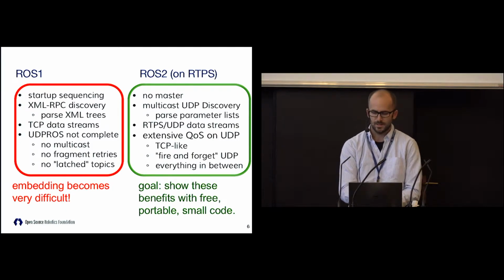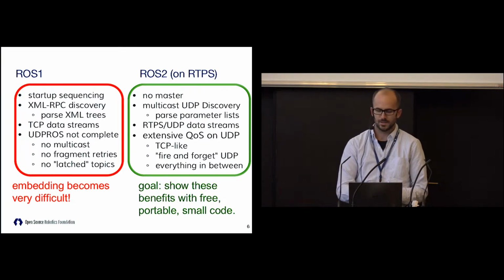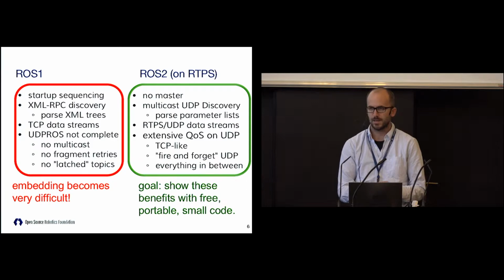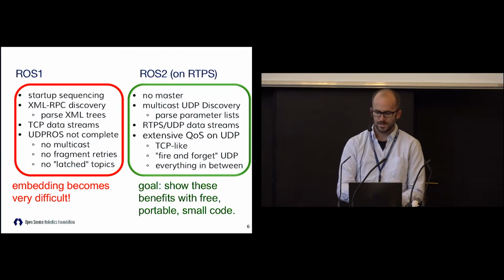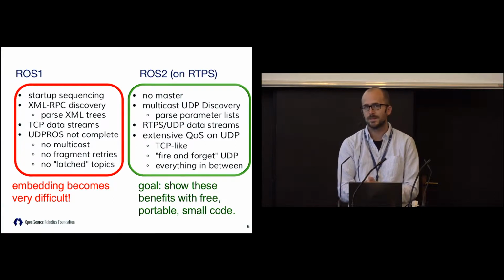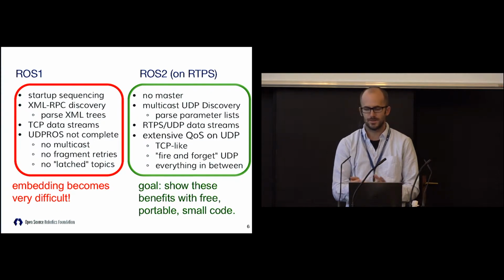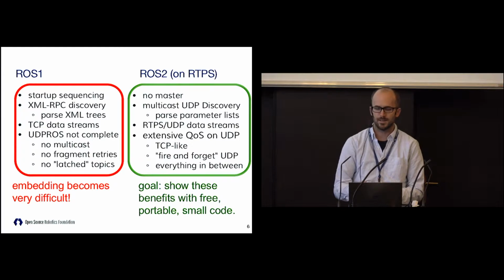The RTPS UDP data streams are much more sophisticated than UDPROS. You can have all sorts of quality of service settings. You can dial it one way and get TCP, where every packet has to be acknowledged. You can dial it the other way and get effectively fire and forget UDP, where you just send the message on the wire and have a nice day, you move on to the next one. You can also, and more interesting perhaps for robotics, put it anywhere in between. So maybe you want to send messages up to a few times, and if it doesn't get there, then you move on. Or maybe you want to wait 100 microseconds, and if it doesn't get there by then you move on.